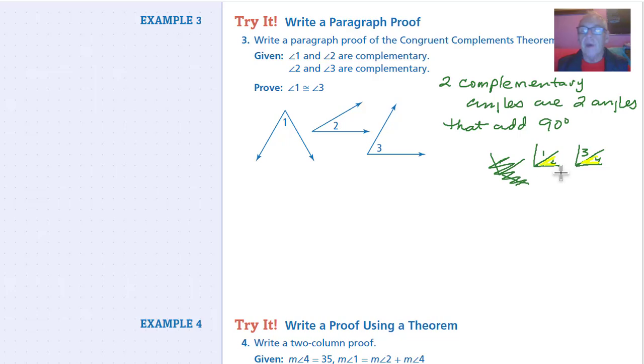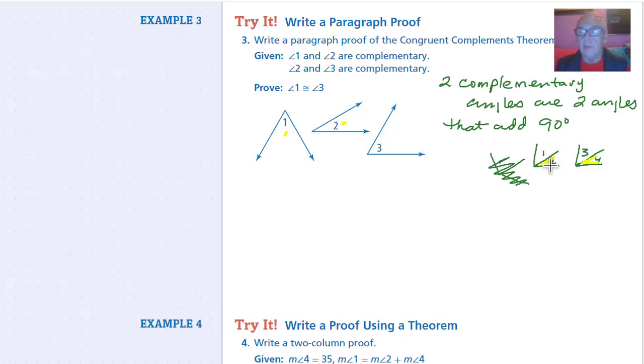So we want to prove that angle 1 is congruent to angle 3, and we're going to use their diagram that they have here. They're telling us that angle 1 and angle 2 are complementary. So these 2 angles together make 90 degrees. Now, these complementary angles don't have to be attached. As long as you have 2 angles that add to 90, then they're complementary.